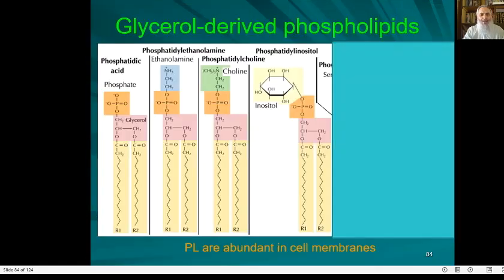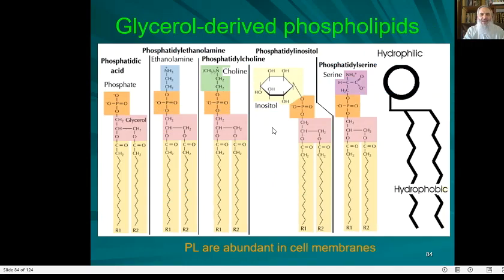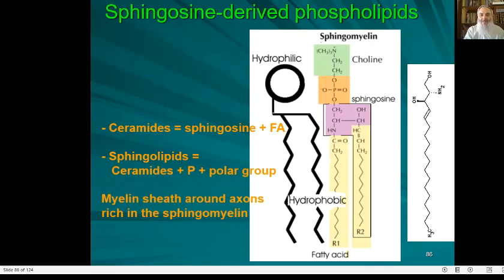Let's move now to the other type, the sphingosine-derived phospholipids. The sphingosine-derived phospholipids are made up of ceramides plus phosphate. Let's define a ceramide first. A ceramide is a sphingosine, this part which is included in the box, the purple part, plus this part. This is the molecule of sphingosine. Don't worry, you are not supposed to know its chemical structure. This is the chemical structure of sphingosine.